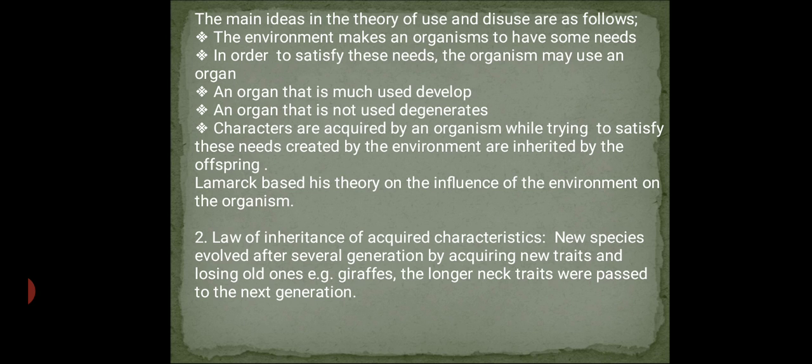The idea of Lamarck is based on five things. One, environment makes an organism to have some need. In order to satisfy this need, the organism may use an organ. The organ that is used develops, and the organ that is not used degenerates. Characters are acquired by an organism while trying to satisfy this need, and the one that is not used becomes useless.